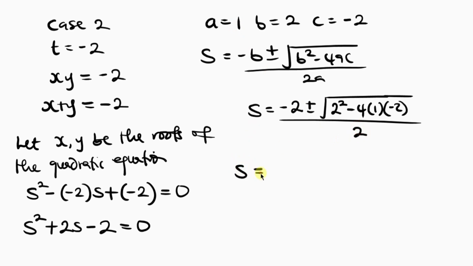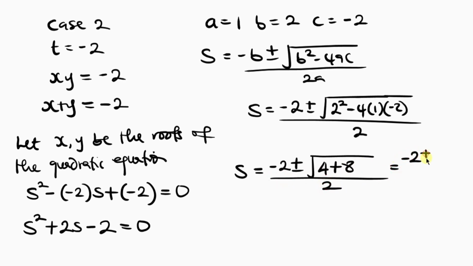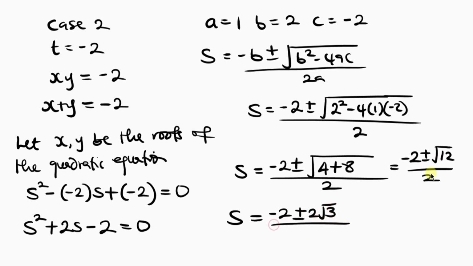So s will be equal to minus 2 plus or minus the square root of 2 squared is 4. Now, minus times minus is going to give you plus. 4 times 1 times 2 is 8. So all over 2. So this will give you negative 2 plus or minus the square root of 12 all over 2. All right. So s will be minus 2 plus or minus. Now, what is the square root of 12? The square root of 12 is 2 root 3 all over 2. So now everything is looking well and good.